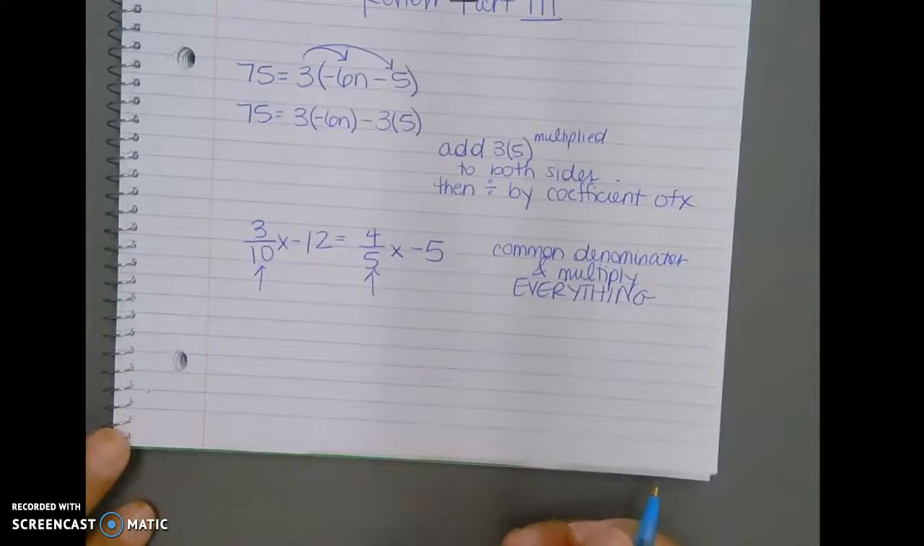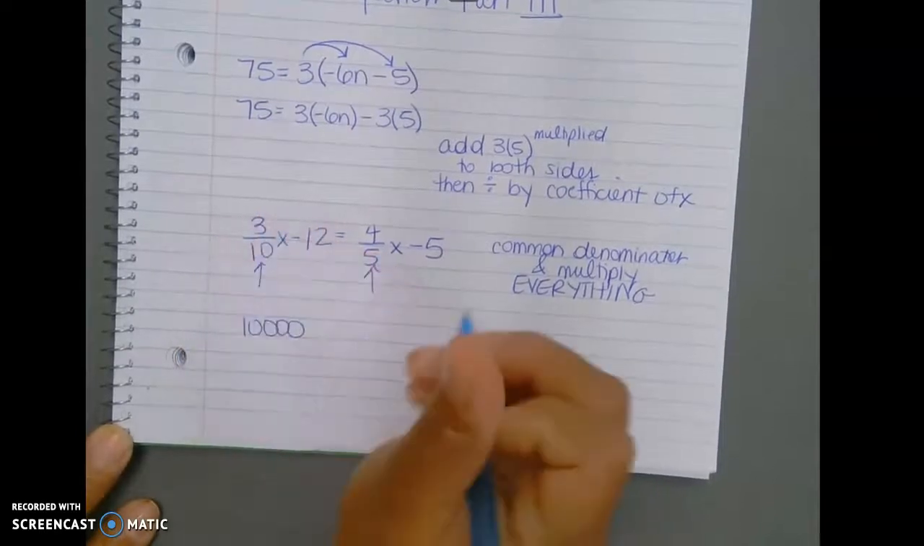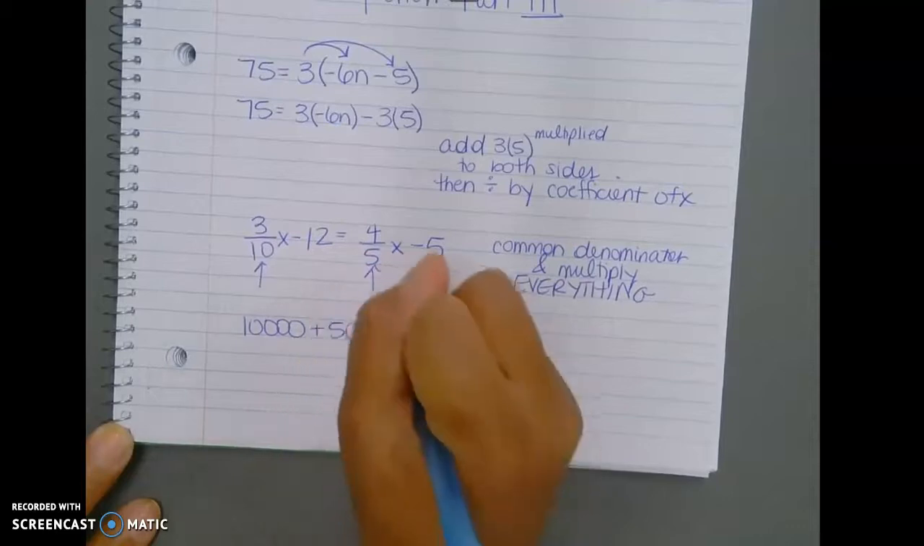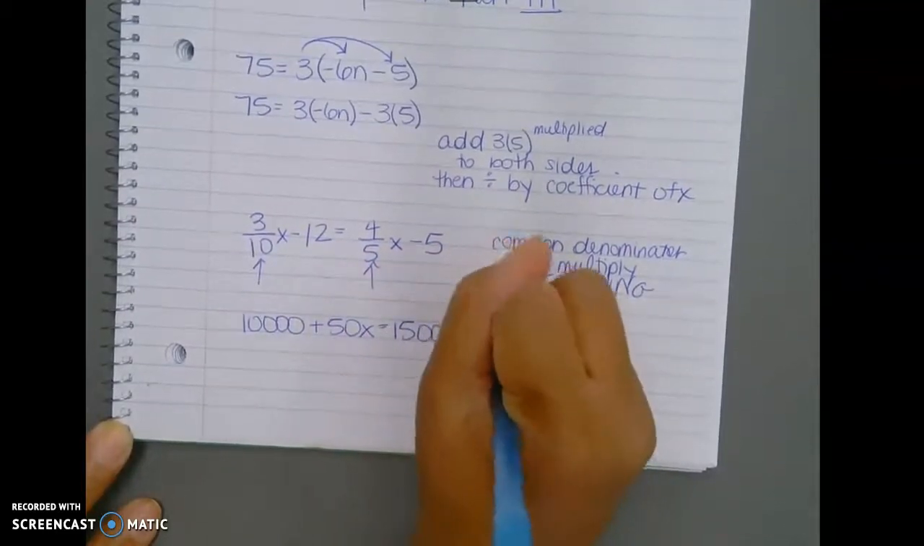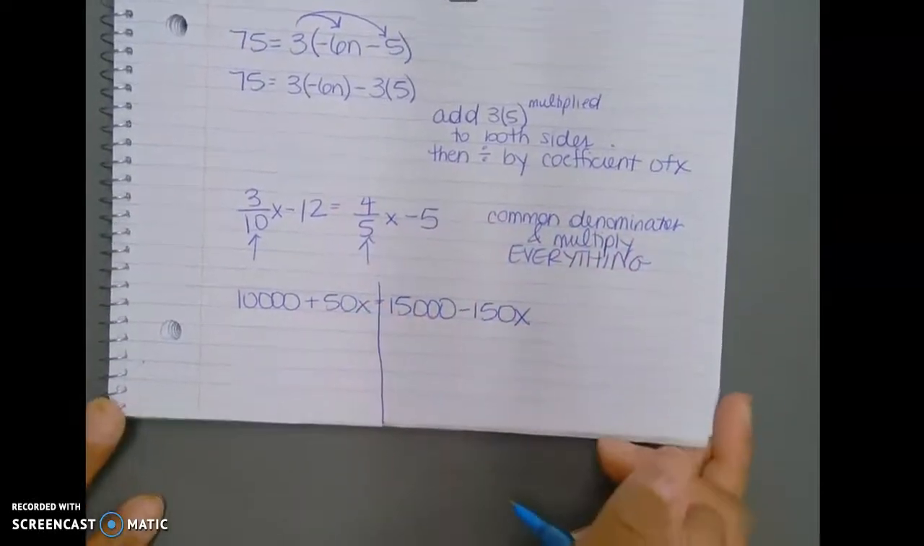Next question is 10,000 plus 50x equals 15,000 minus 150x. Separate your sides.